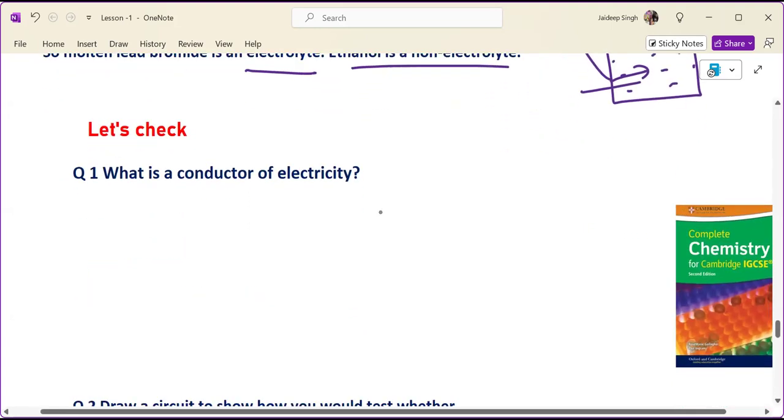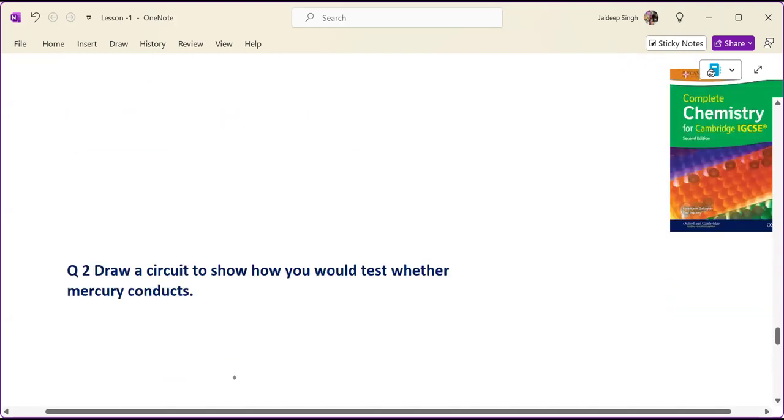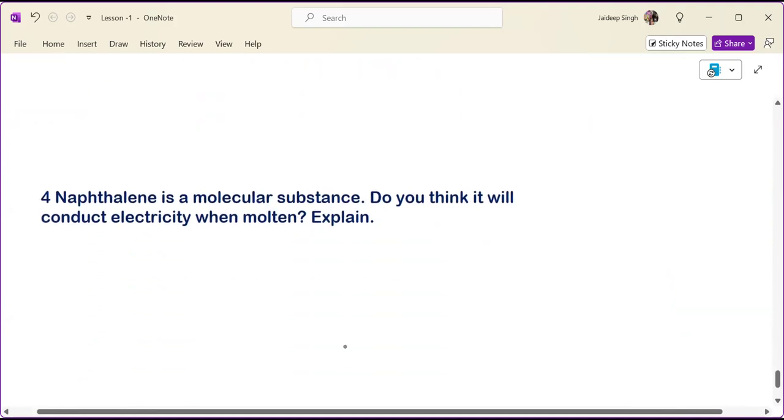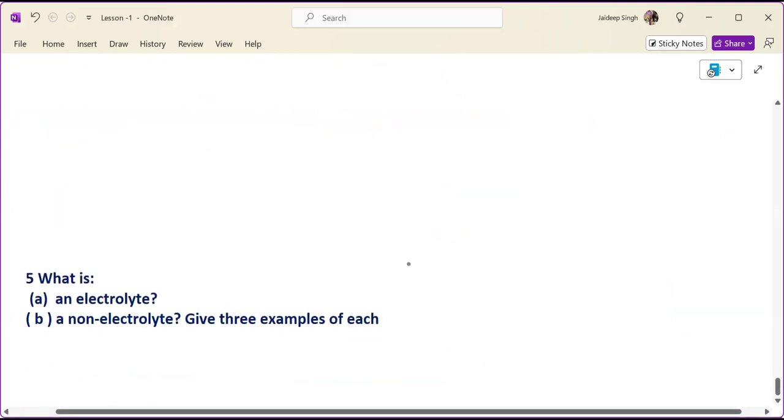Let's check what is a conductor of electricity. Try to do these questions. Draw a circuit to show how you would test whether mercury conducts. Explain why metals are able to conduct electricity. Naphthalene is a molecular substance. Do you think it will conduct electricity when molten? Explain it. Explain what is an electrolyte and a non-electrolyte. Give 3 examples.